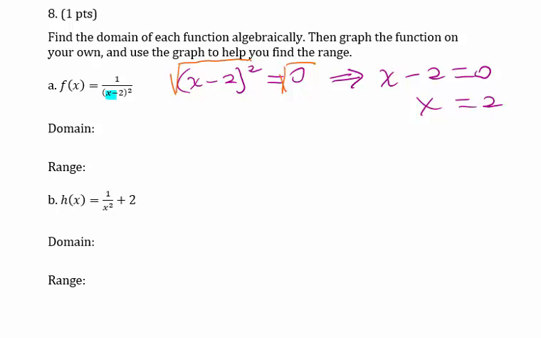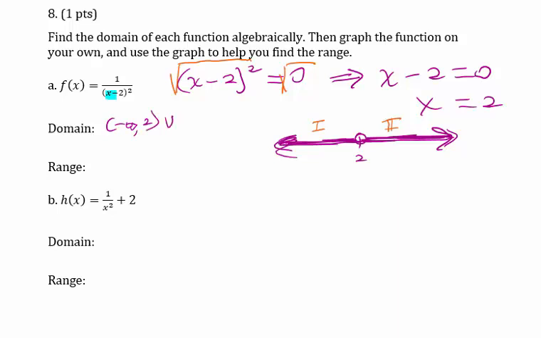Now, how to write that is a little bit tricky in interval notation. So we're going to draw a number line and shade everything else on the number line except for 2. Then we can write these two intervals, interval 1 and interval 2, and combine them with a union symbol. The first interval will be from negative infinity to 2, parentheses, and then union. The second interval will start right after 2, so we'll put from 2 to infinity.